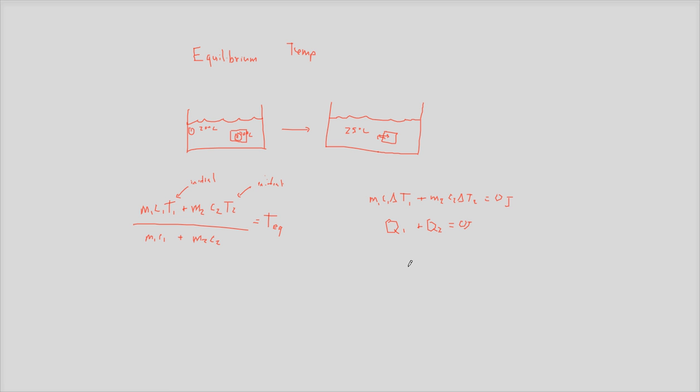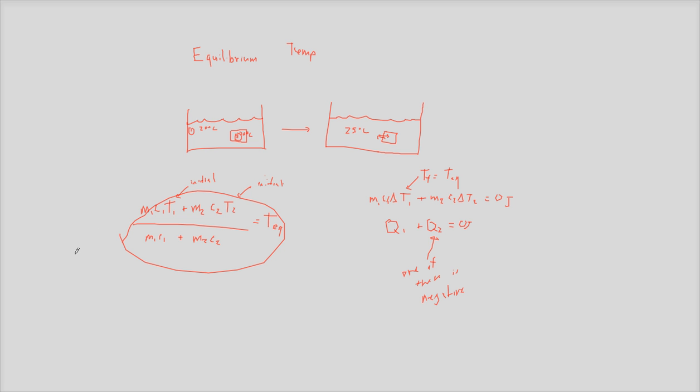That's because one of these is going to be negative, and that negative sign just means that it's losing energy. So the one that's losing energy is giving that amount of energy to the other one. So again, it'll come out to 0. Then if I just algebra this equation around, and I remember that the final temperature is going to be the same for both, the equilibrium temperature, I'll get this equation.